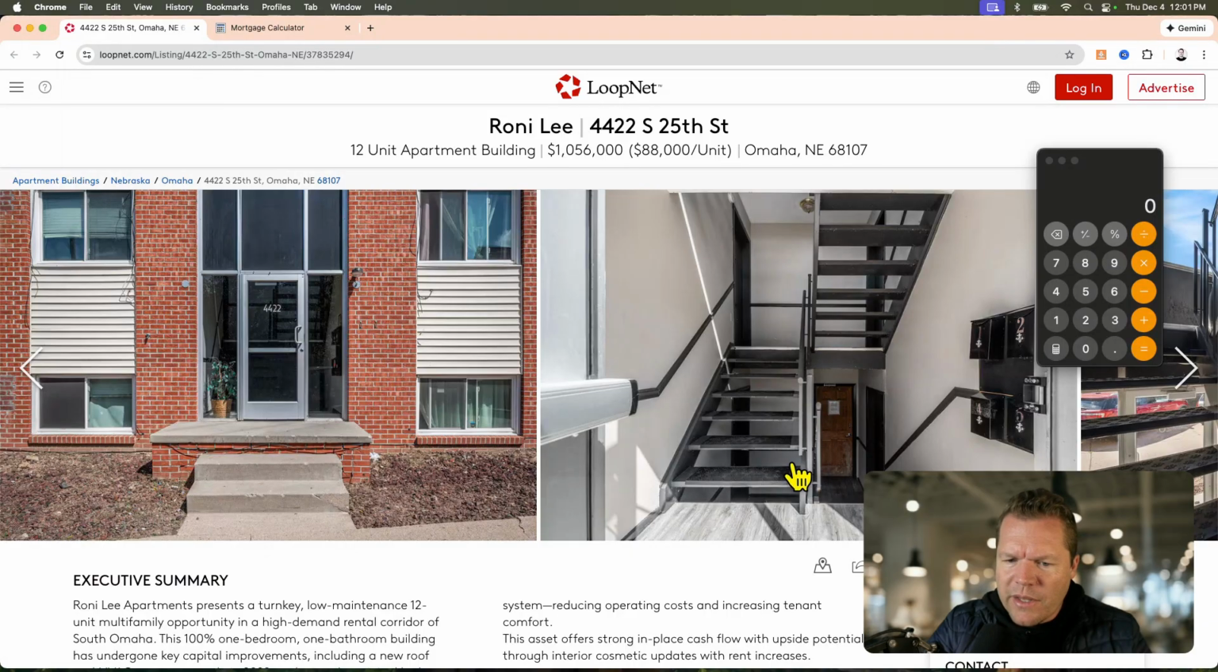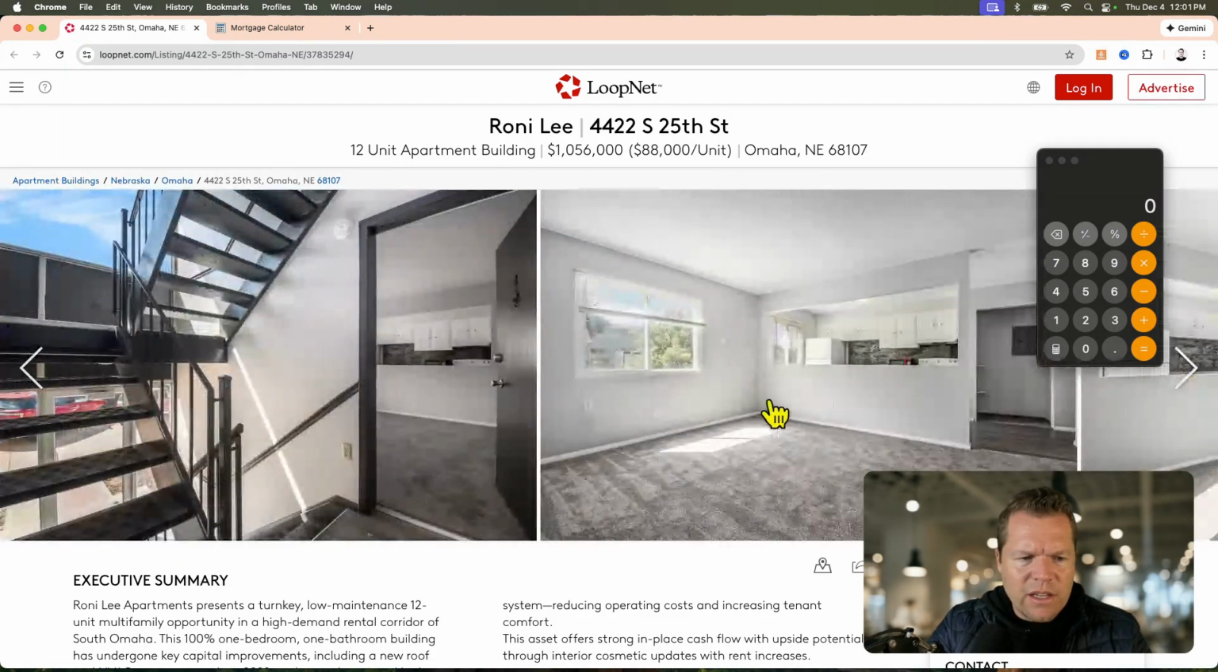Looks like they just painted the stairs black and put some nice rubber coating on it. So that's nice. That's good. So you wouldn't really have to do much there. This going into the apartment. Now you never quite know how many of the apartments look like this.